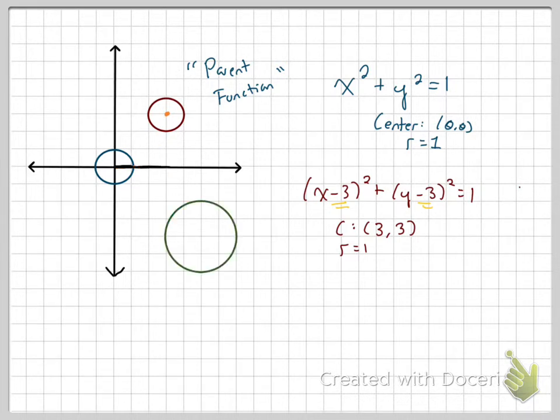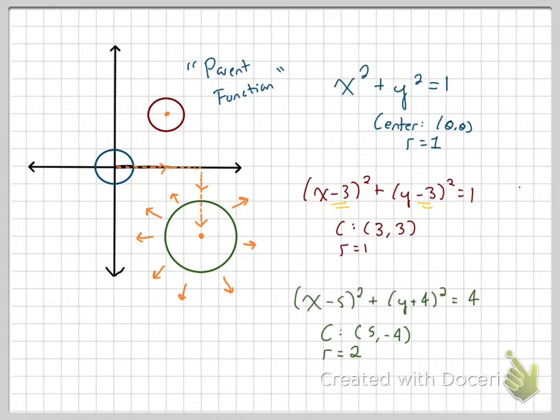Let's say I made another circle down here. It looks like I shifted it, and I made it bigger. This circle has a center of 5, negative 4, and a radius of 2, so its equation would look like this. So again, we can see that those numbers changing with the x's and y's indicate that a shift occurred, and also this radius value changing, or radius squared value changing, indicates that there was a dilation, or the size of that circle changed.